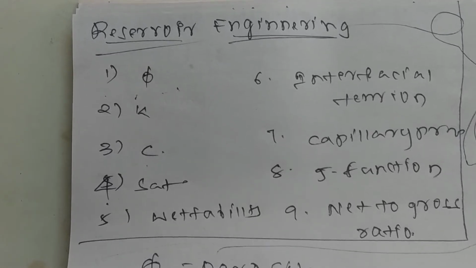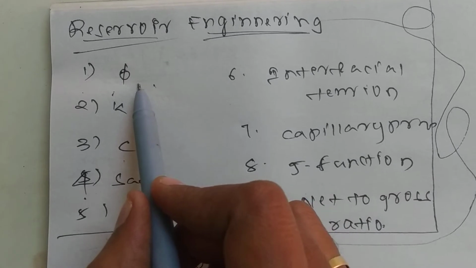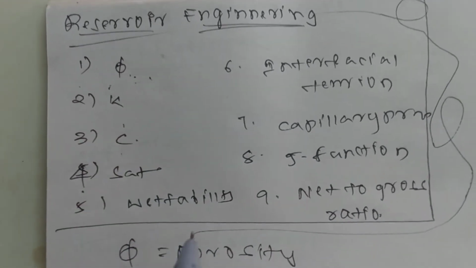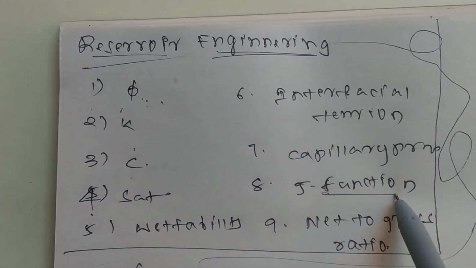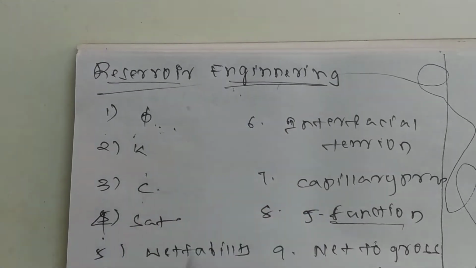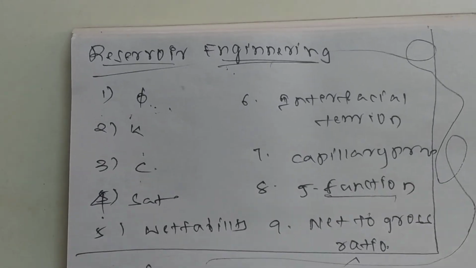Hi all, I'll be starting with reservoir engineering and whatever the things that I wrote over here: this is porosity, this is permeability, compressibility, saturation, wettability, interfacial tension, capillary pressure and J function and net to gross ratio. All these are the properties of reservoir which we will be learning, and now I'll be starting with porosity.